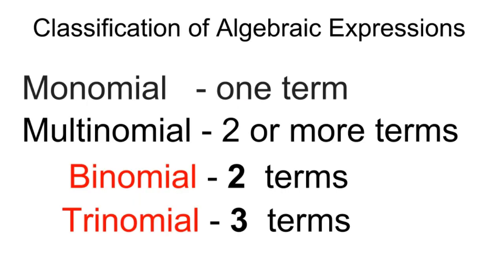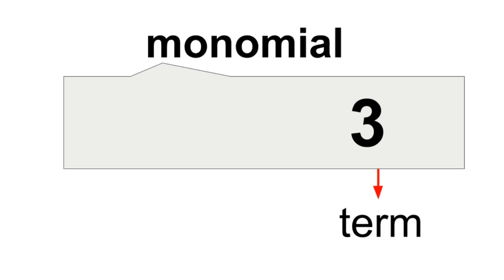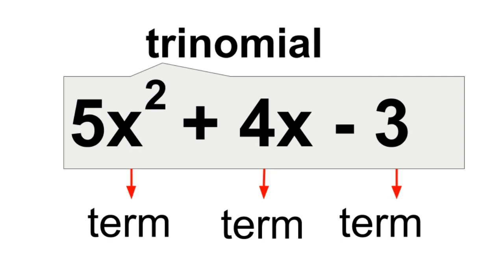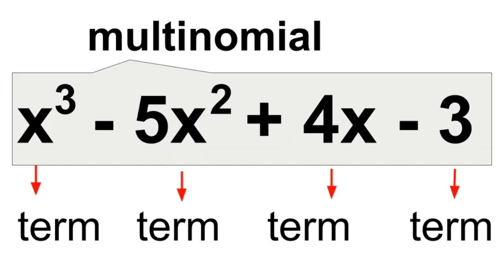Algebraic expressions are classified according to the number of terms. Monomial if it contains one term. Multinomial if it contains two or more terms. A binomial has two terms. Trinomial has three terms. Here are some examples: monomial, binomial, trinomial, and multinomial.